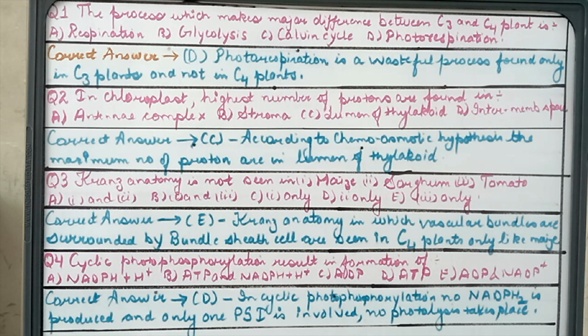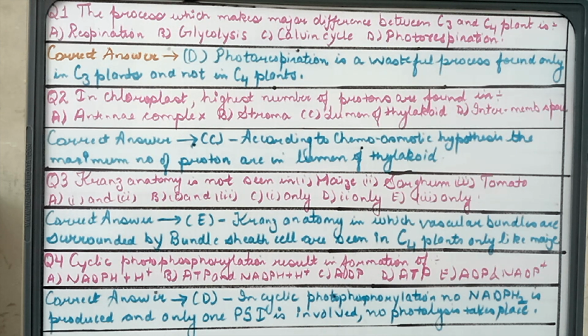And maize and sorghum are examples of C4 plants. So tomato is an example of C3 plant. So Kranz anatomy is always in C4 plant, not in C3 plant. So tomato will not show Kranz anatomy. Now let us look at question 4.